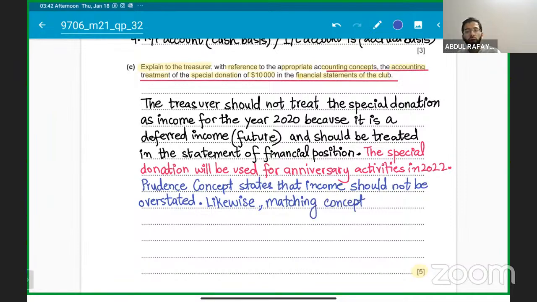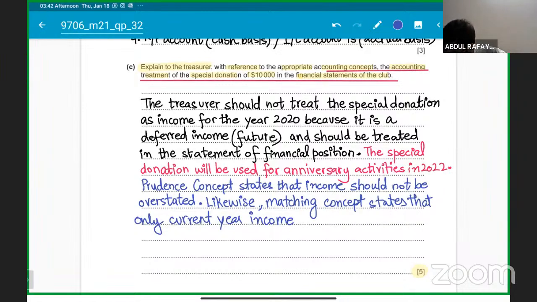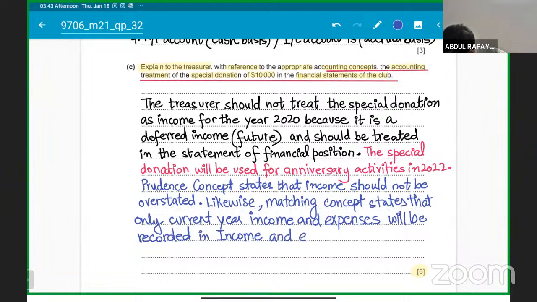Only income and expenses for the current year will be recorded. Likewise, the matching concept states that only current year income and expenses will be recorded in the income and expenditure account. Everyone with me following? So that is your complete answer and you will get 5 marks.